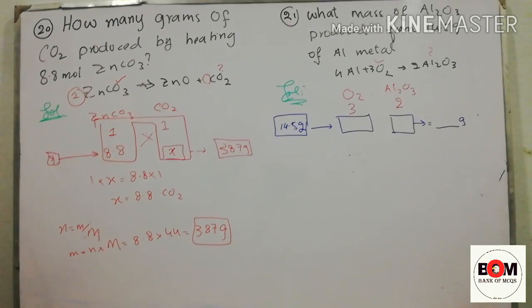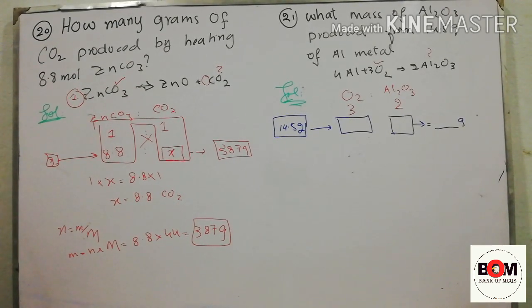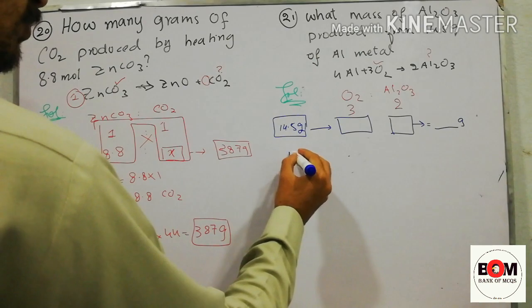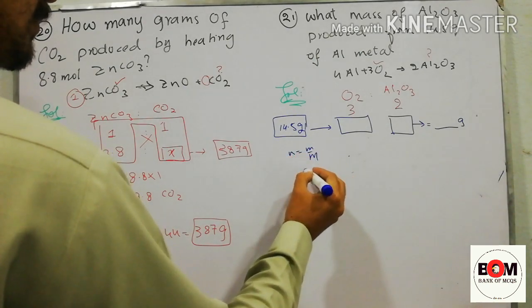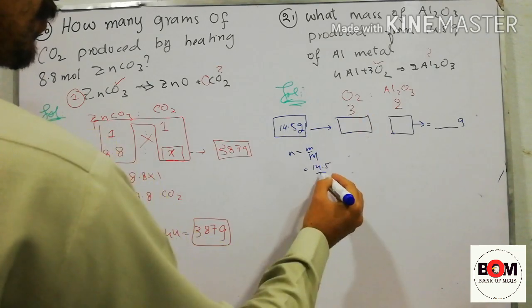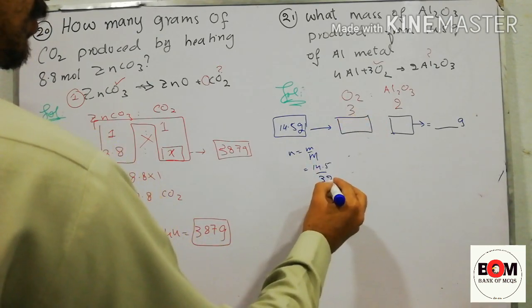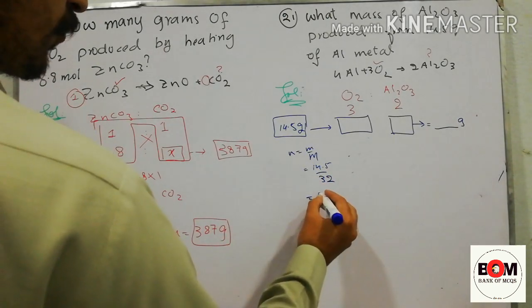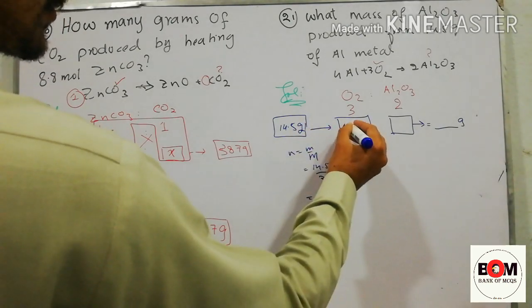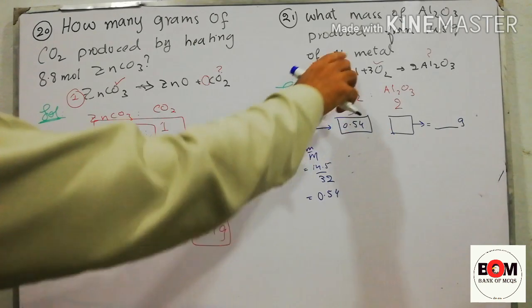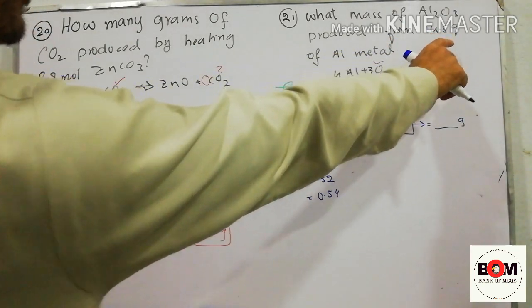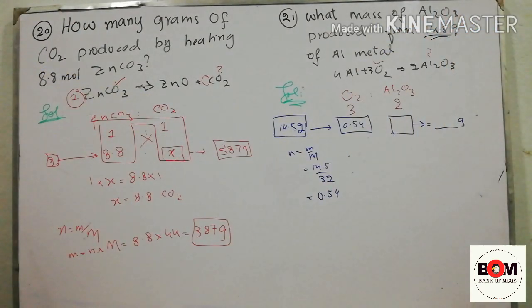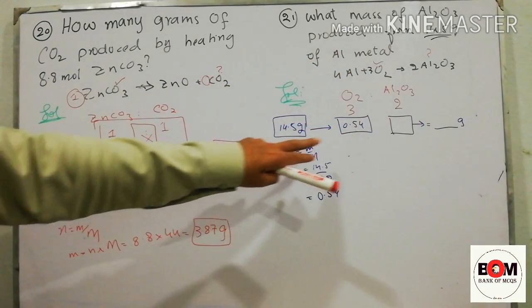So, converting 14.5 gram of oxygen. We know that number of moles is equal to mass divided by molar mass. Mass is 14.5. Molar mass of oxygen is 32. So we will get 0.45, or about 0.5. So this is the mole. So the first step was to convert mass into moles. So they have given 0.45 mole of oxygen. Replace gram by mole. So 14.5 gram is equal to about 0.5 mole.